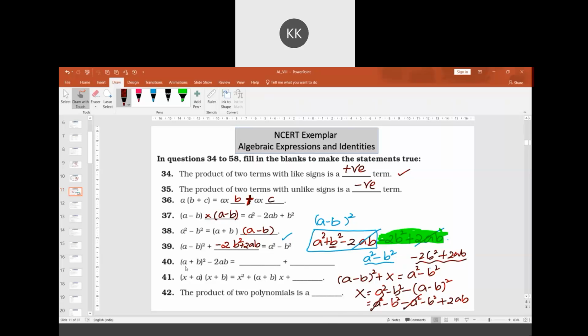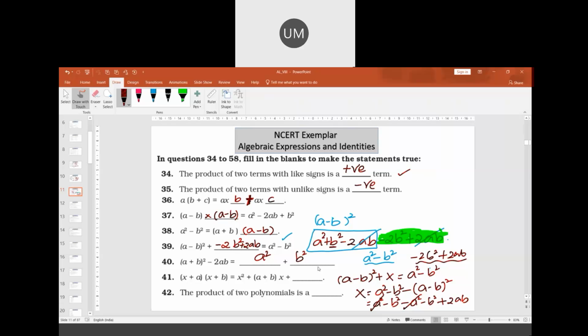a minus b whole square minus 2ab. This will be equal to what? a square plus b square plus 4ab. No, sir, this is the answer: a square plus b square. Sir, minus 2ab and plus 2ab will get how much? Yes, I have added 2ab extra. Correct, the 2ab and minus 2ab terms get cancelled. Very good.